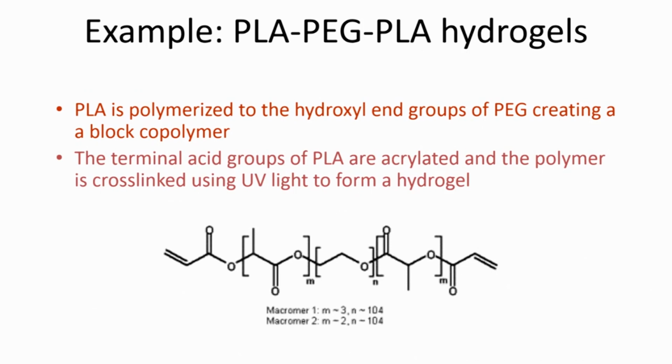An example: here we are talking about a PLA-PEG-PLA hydrogel. As the name suggests, we have a PLA domain. Remember, PLA is a lactic acid polymer, so they have these ester groups. We have a PEG domain, and then we have again this ester domain with PLA, and this, as you can see, is an ether domain.